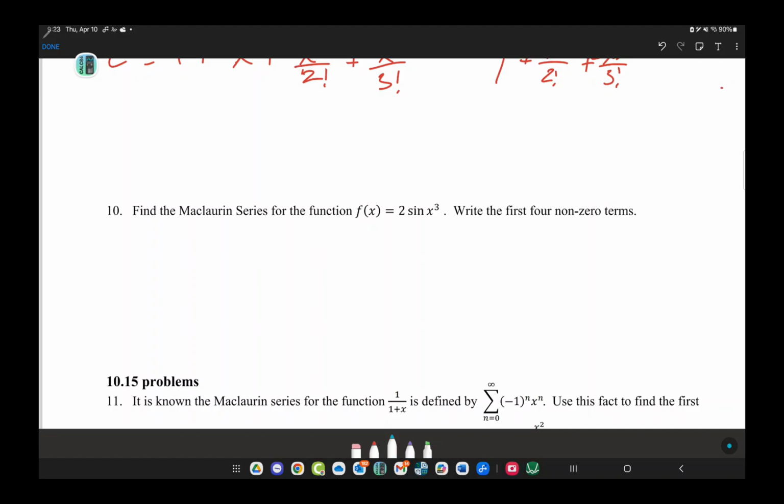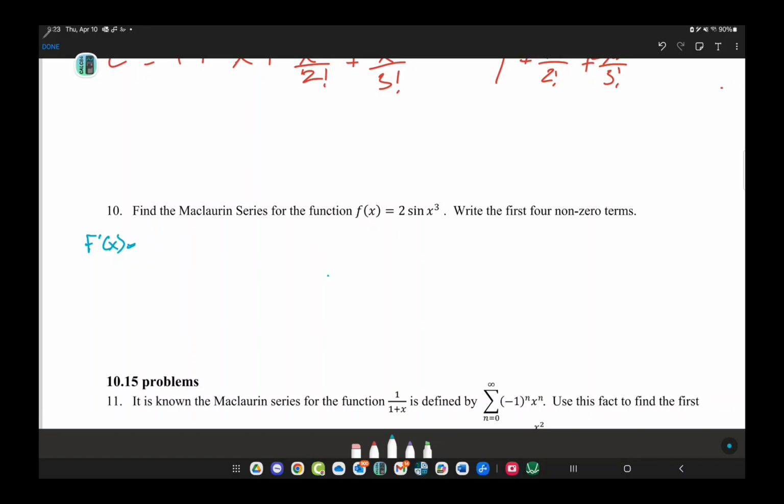Yeah, you would add those two. All right. Find the Maclaurin series for the function. You have a question like this, except it's just a different function. Maclaurin series is not hard to do, right? Now, for the first 4 terms, which means we do need to find f prime of x.